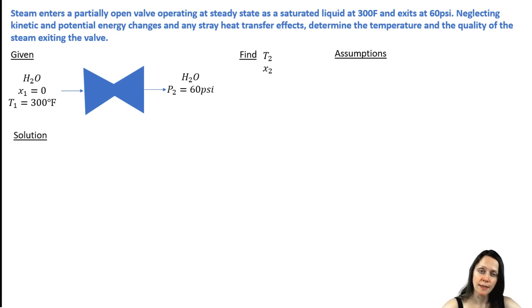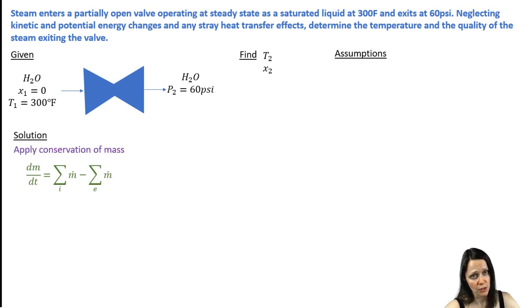All right, so we've got steam entering a partially open valve operating at steady state as a saturated liquid at 300 degrees Fahrenheit, and it exits at 60 psi. So it's a little bit strange to be calling it steam since it's coming in as a saturated liquid, but that's what it says. And then it tells us that we can ignore kinetic and potential energy changes and any stray heat transfer effects. So we'll throw that in our assumptions when we get the chance. And then we're supposed to find T2 and the quality at 2.